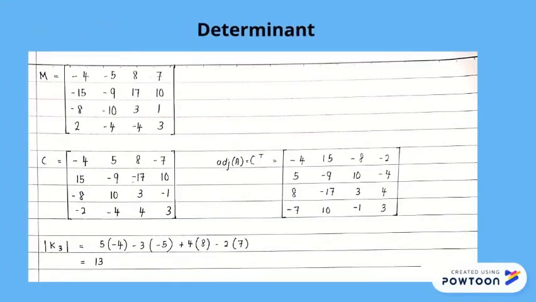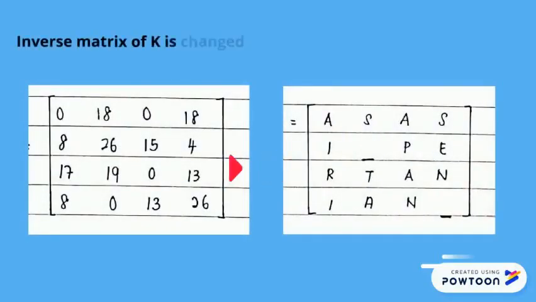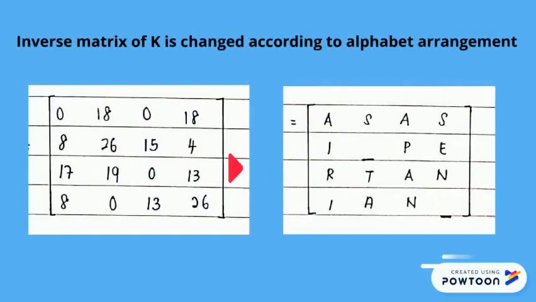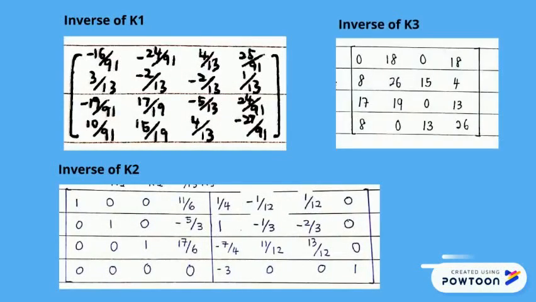After finding all the requirements, the inverse matrix of K3 is then multiplied with matrix P. After getting the result, as shown in the diagram, the numbers are then arranged alphabetically, and finally, we gain the message code, which is written as asasi pertanyaan. Once we gain the inverse of K1, K2, and K3, it means that we have completed the task. Now, we are required to answer the questions below.